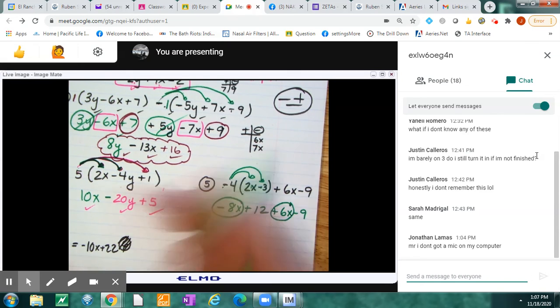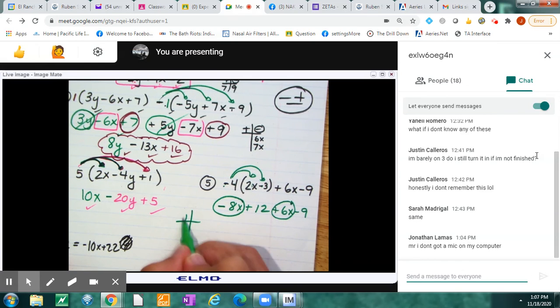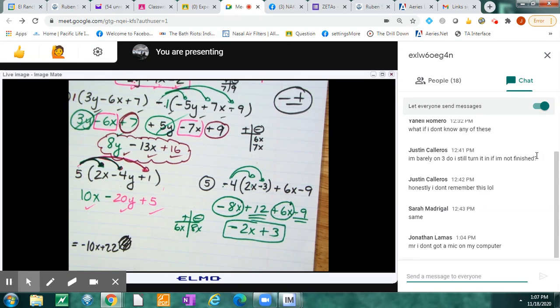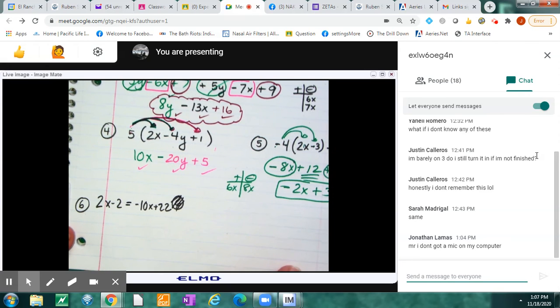Yeah, go ahead. So negative 8x plus 6x. If you do the t-chart, it's going to be negative, and they win by 2x. Right? And then the next one is 12 minus 9, which is 3. And there's your answer. Okay? All right, there you go. There's 5.